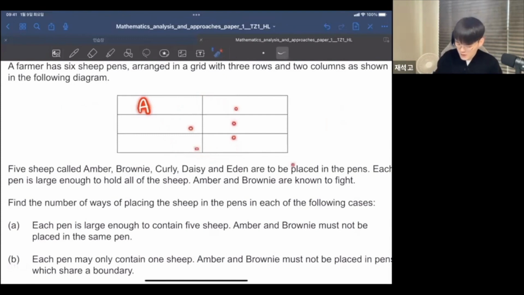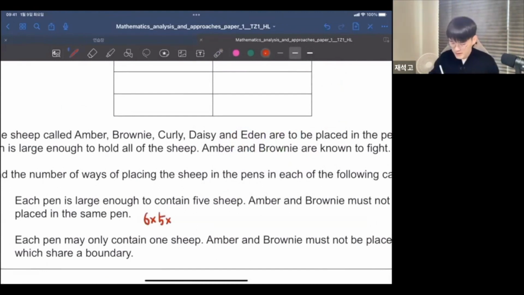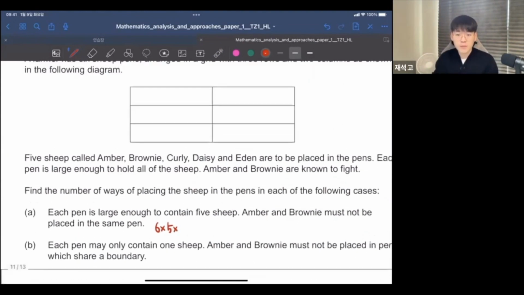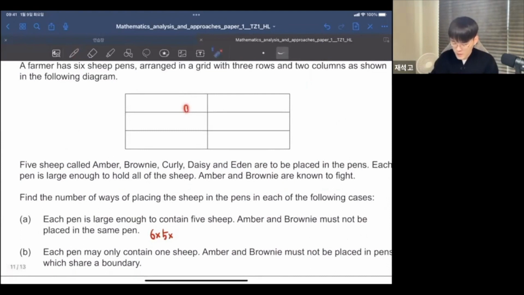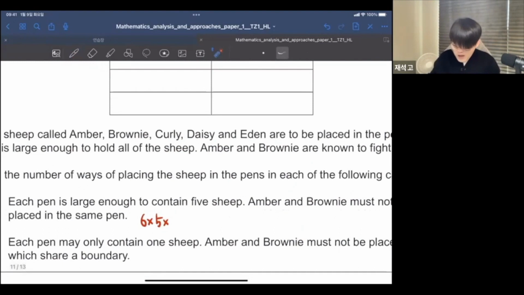There are 6 possible ways for Amber to go in at first. Since you can't put Brownie where Amber has put it, there are 5 ways. I need to put the rest of C, D, E in, but it doesn't matter where they go. Since Amber and Brownie are already separated, I can put A here and B here. If I put C here, it can go in one of the 6 places and overlap. We have plenty of space, so there are 6 options for C, D, and E. Thus, I can solve it like this.